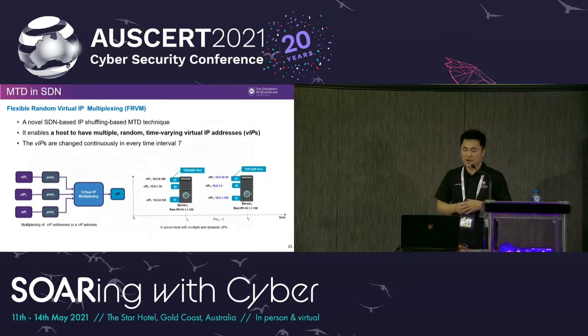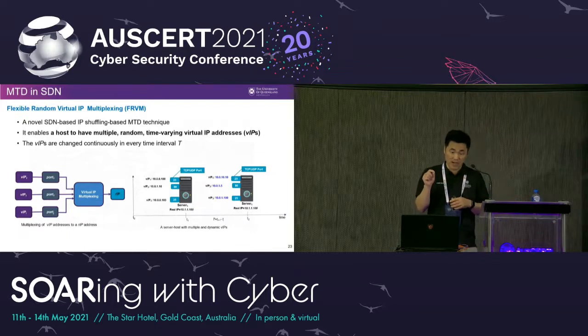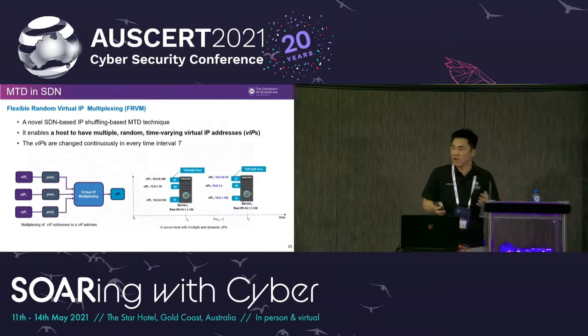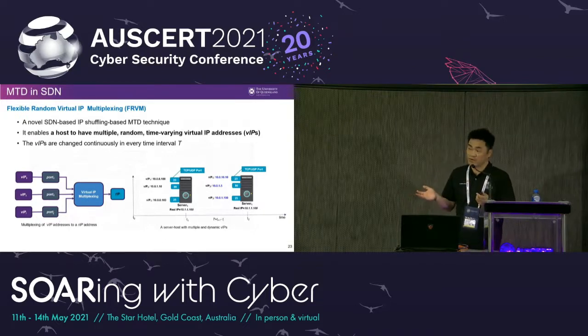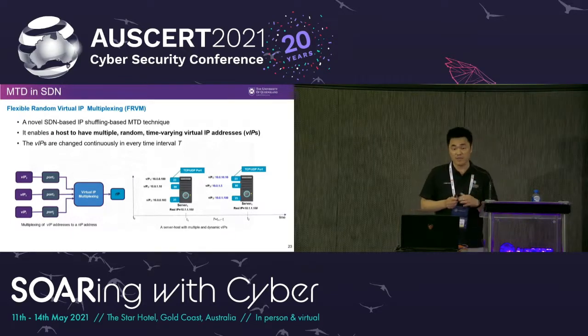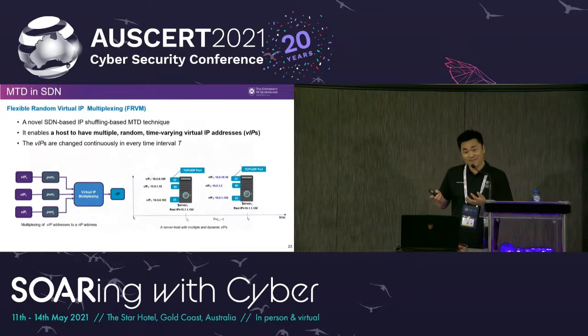It's called flexible random virtual IP multiplexing, in short, FRVM. As you can see, one real IP address is mapped to multiple virtual IP addresses and port numbers. Here, the port number is a real port number, and the virtual IP address is a different virtual IP address. We can use a /24 or /16, depending on how the system wants to use it. If you use a /16 CIDR, then it's 2 to the 16 bits that can be used for the virtual IP address. This is really hard for the attacker to find within a minute or 3 minutes. Sometimes they are lucky enough, and then the attacker can find it.